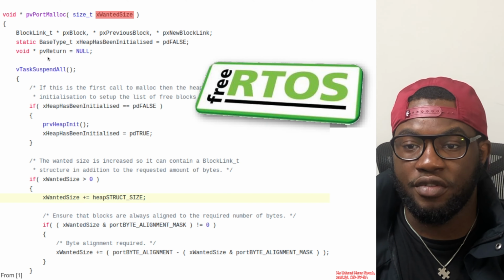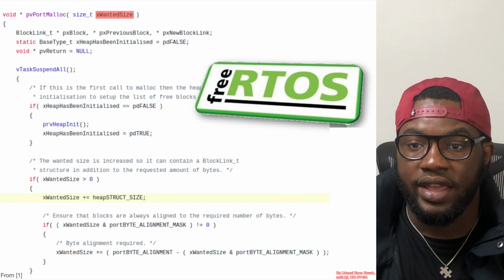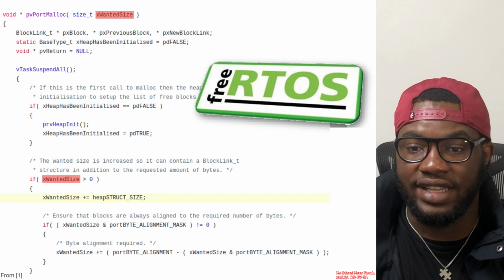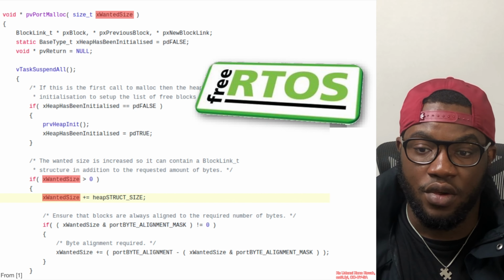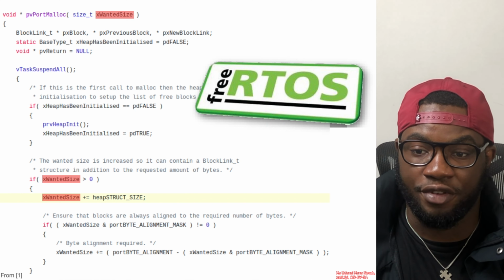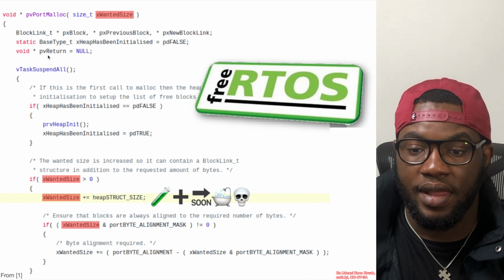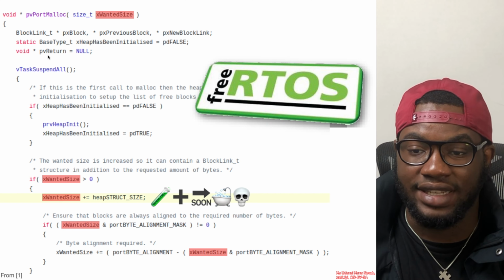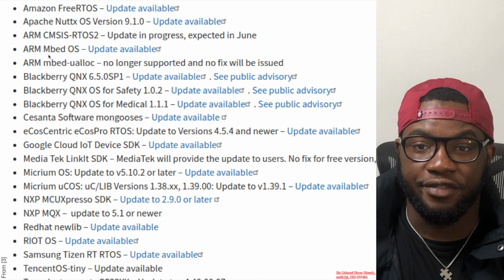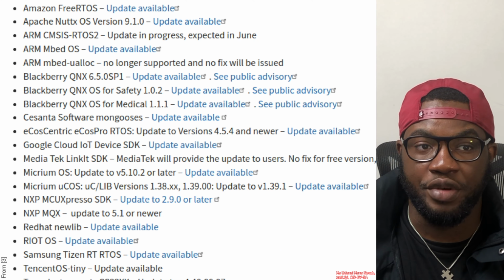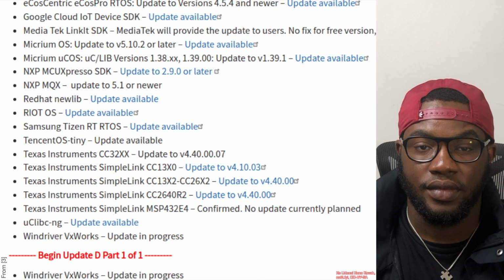This was an example from those same series of BadAlloc vulnerabilities. In this case, X wanted size, if it was large enough and close to the boundary, when computed as follows with heap struct size, would yield an integer overflow. Likewise, when performing the byte alignment. The following libraries were seen to be vulnerable to this BadAlloc series of vulnerabilities.